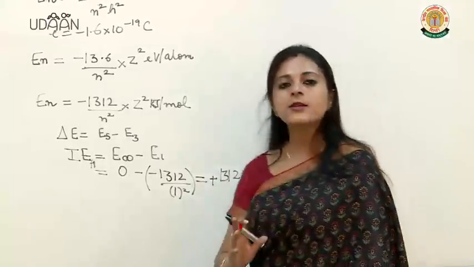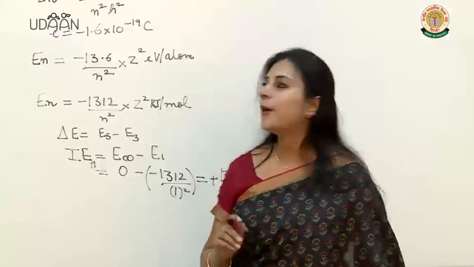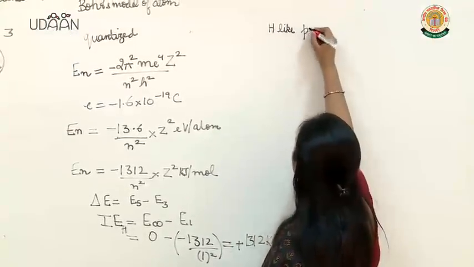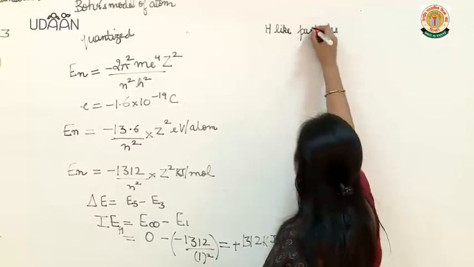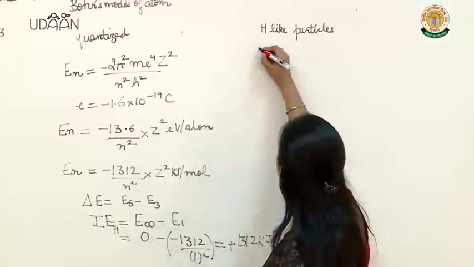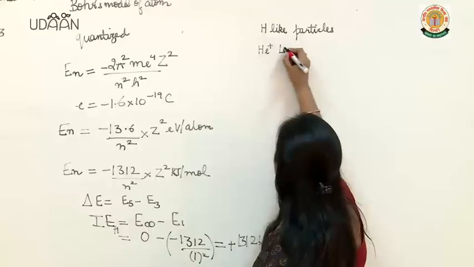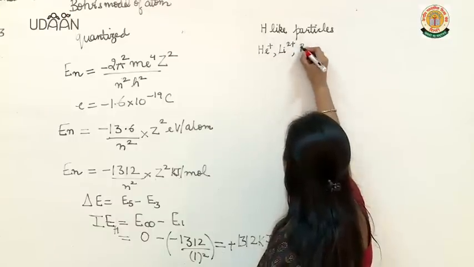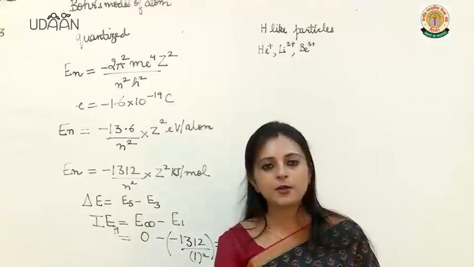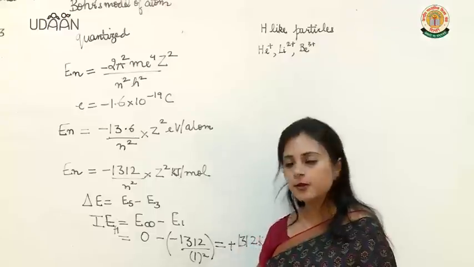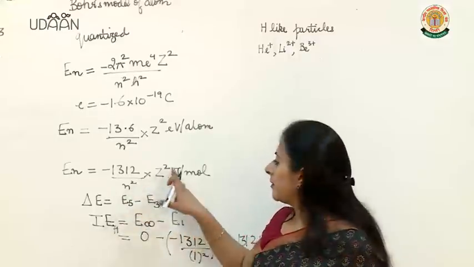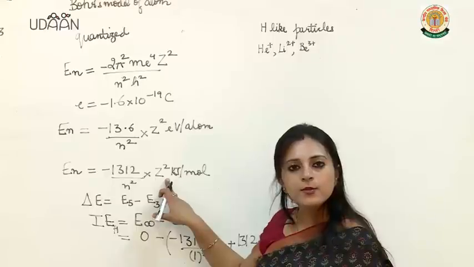Now, what do I mean by a hydrogen-like particle? Hydrogen has one electron. So, all the species which have one electron are known as hydrogen-like particles, like He+, Li2+, Be3+. They all have one electron, but what is different in them? Their atomic number is different. So, the formula which I have to use is this, but here I will substitute the orbit number and the atomic number of these particular species.